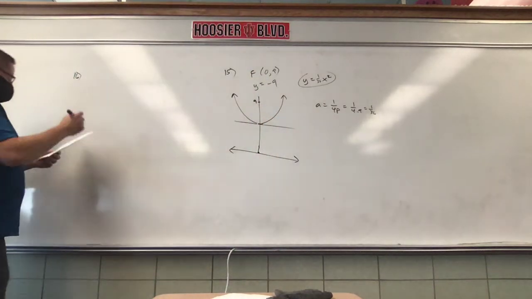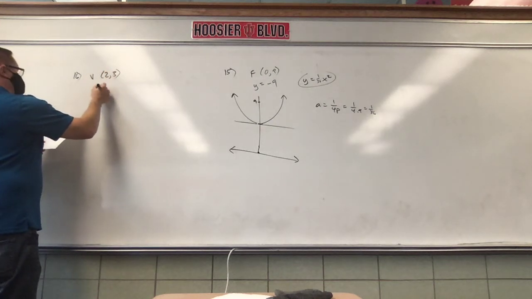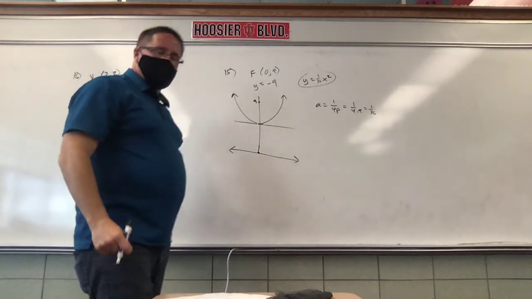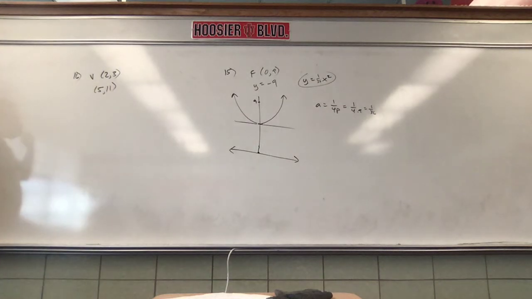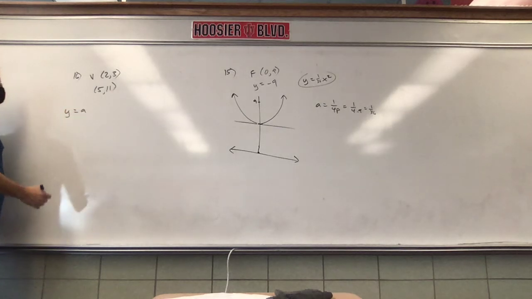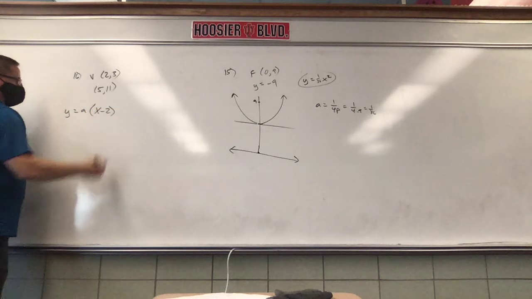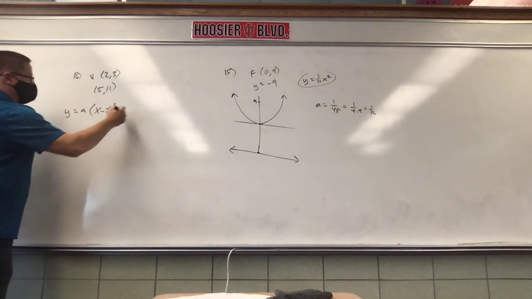Number 16, vertex is 2, 3. Goes through the point 5, 11. I want to know what's this equation, okay? So, we've learned vertex form and we learned intercept form. Which one do you think that we should use, vertex form or intercept form? Vertex, because it gave us the vertex. So vertex form is y equals a, and our vertex is 2, 3. We're going to put x minus 2. What's the very next thing I need to put? Squared. Don't forget the squared. Then plus 3.